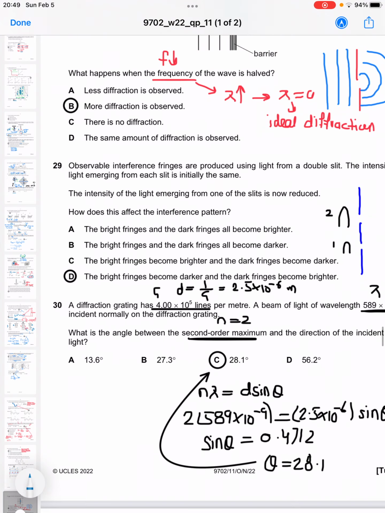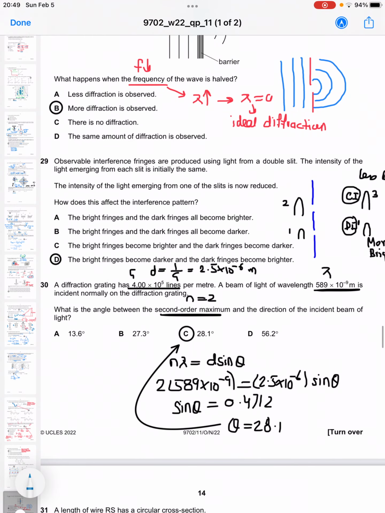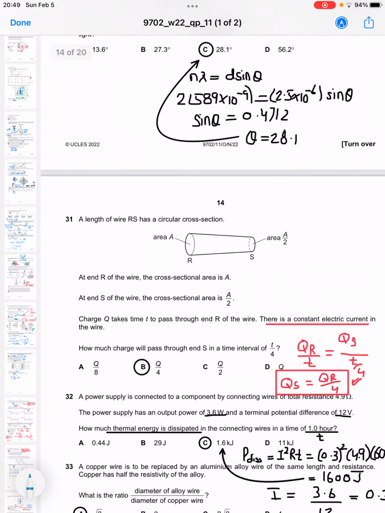Question number 30 says that a grating is given. We could find d as 1 over g, and we are given the wavelength, we are given the order, and we have to find theta. That's quite a straightforward question, and lambda is equal to d sine theta, and theta is 28. C is the appropriate answer.